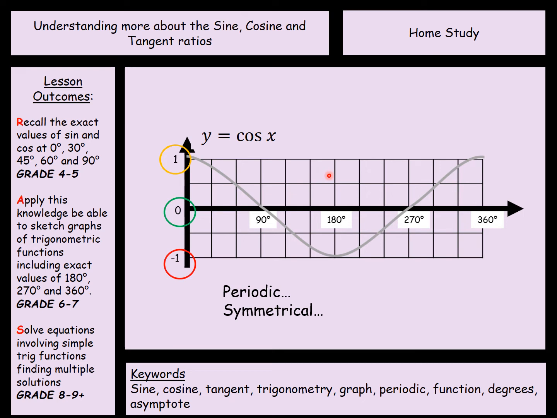The numbers that we're specifically interested in, when we start to sketch out cos: we start at 1, we come down and back up. We go down as far as minus 1, and it crosses the x-axis at 90 and 270. So again, when we start to think about sketching these out, these are the important bits of information that we're looking for.